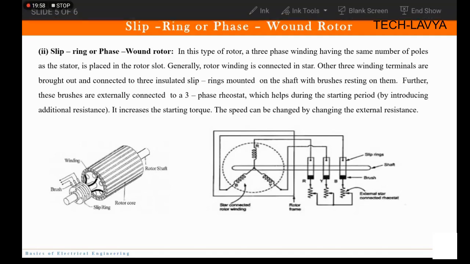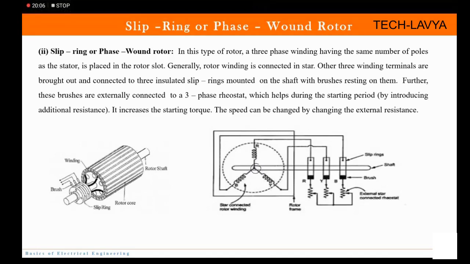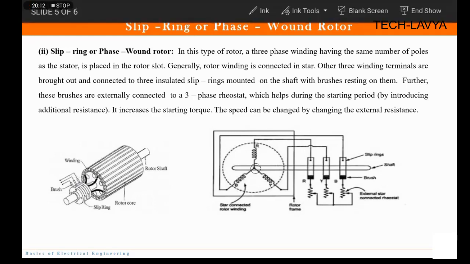Generally rotor winding is connected in star. So here in the second diagram it is shown. So this rotor winding is connected in star. And you can see why this is called slip ring. Why is this called slip ring? Because see, they are brought together and they are connected to these slip rings. Okay.